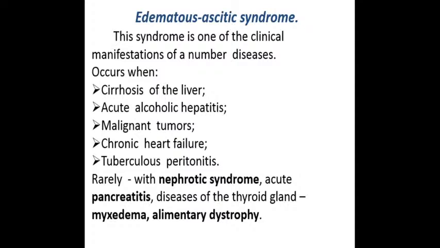Next syndrome, it is edematous-ascitic syndrome. This syndrome is one of the clinical manifestations of a number of diseases. It occurs in cirrhosis of the liver, acute alcoholic hepatitis, different tumors. It is chronic heart failure, tuberculosis, peritonitis. Also, we can see this syndrome in nephrotic syndrome, acute pancreatitis, and pathology of the thyroid gland, this myxedema, and alimentary dystrophy.